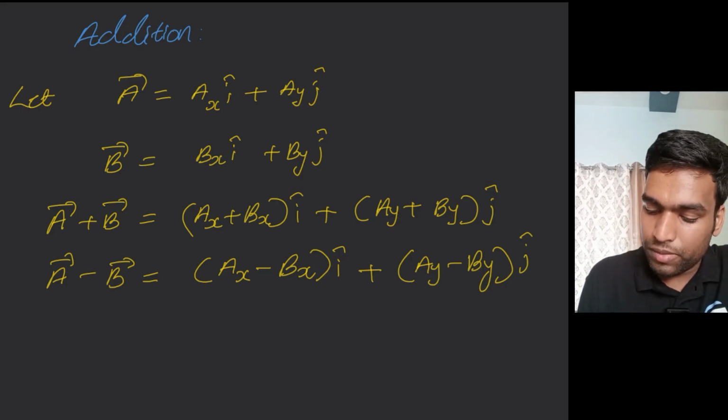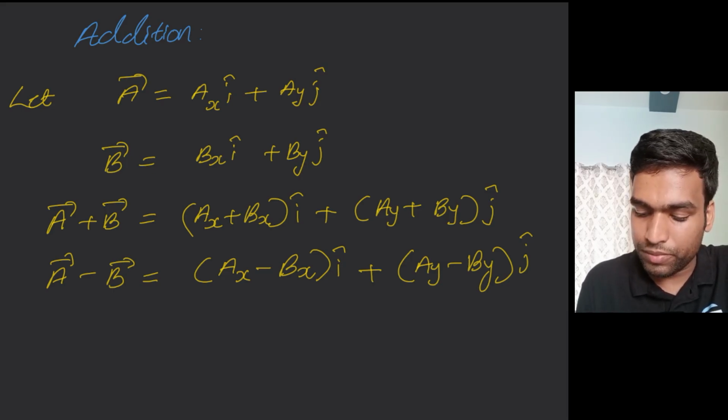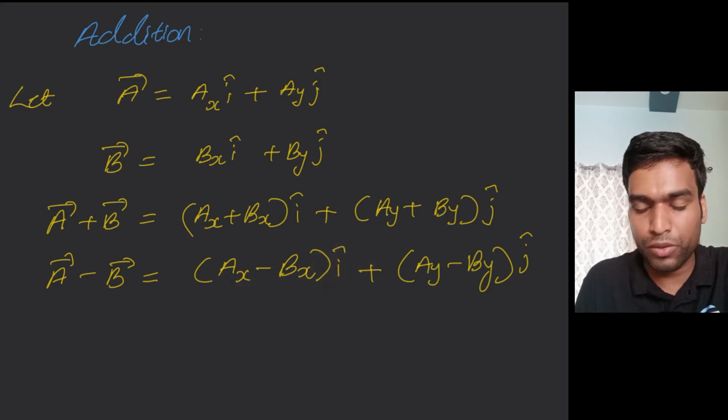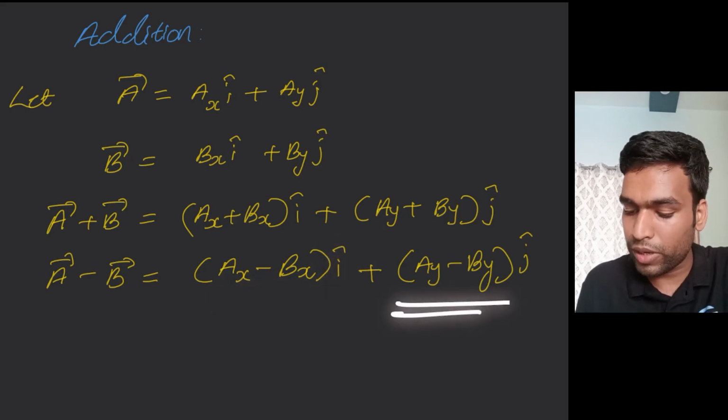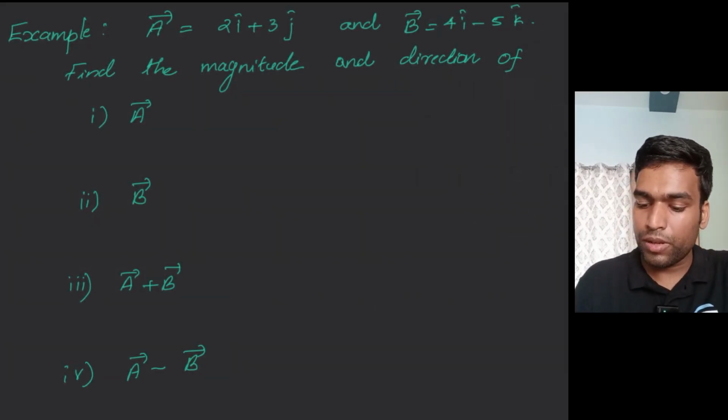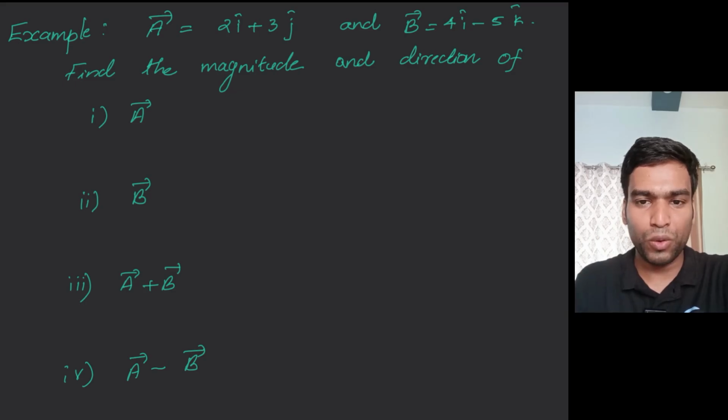Now a minus b. To find a minus b, you do the same thing. Take the similar components, subtract, and multiply with the unit vector. And here also, ay minus by j cap.